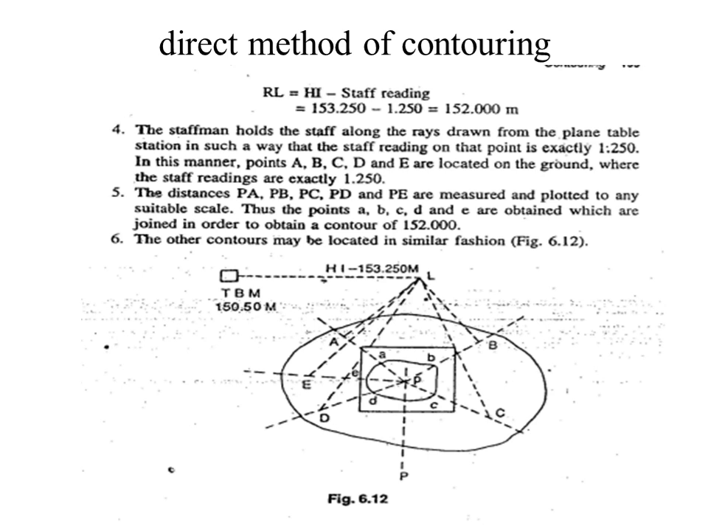The distances PA, PB, PC, PD, PE are measured and plotted to any suitable scale. Thus the points small a, b, c, d and e are obtained, which are joined in order to obtain a contour of 152 meter, which is shown in this particular diagram. The other contours may be located in similar fashion.